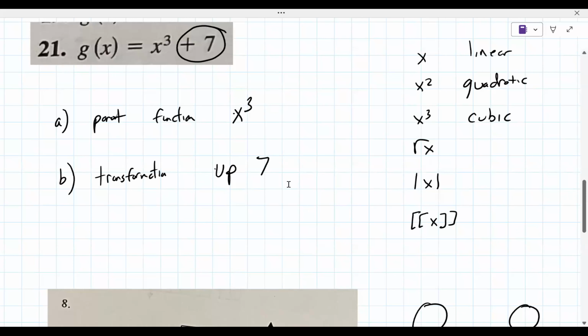This one is up 7. Okay. Go ahead and write that down, please, for letter B. Okay, got it down. All right.